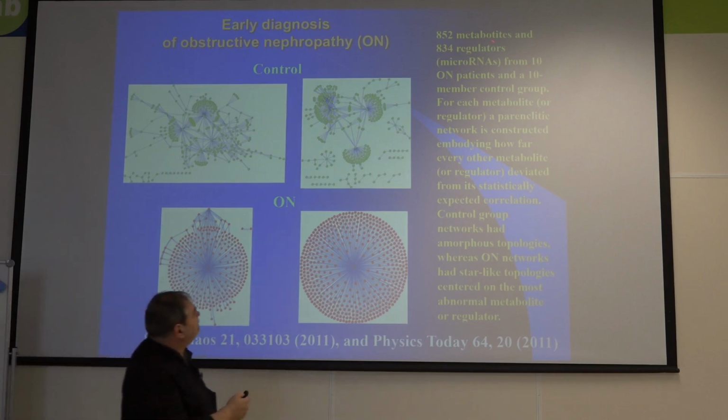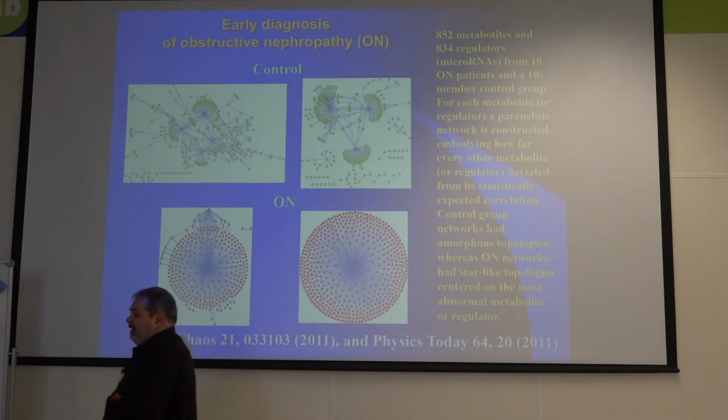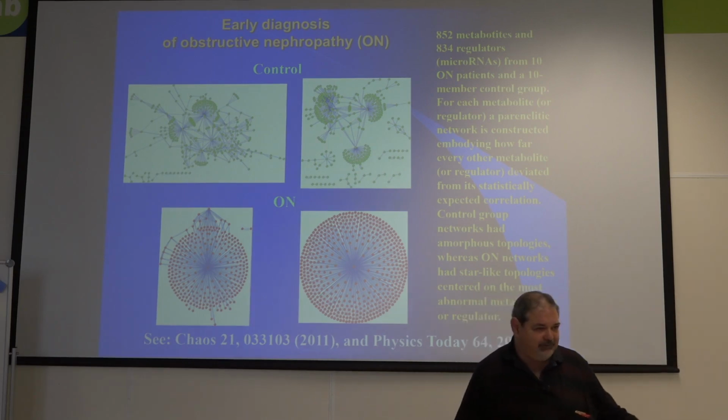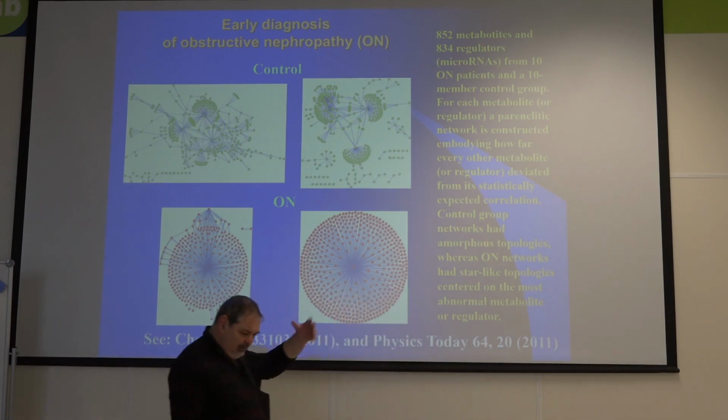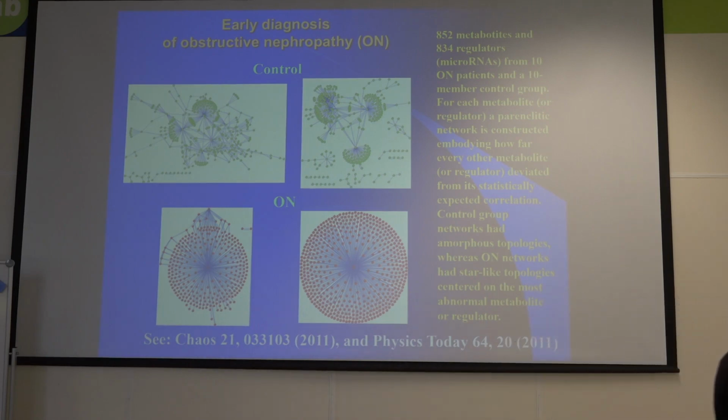So how can you treat this? You can measure the urine. You can make urine tests regularly, because the baby is urinating. You can measure 852 metabolites and 834 regulators in the urine. And then you have a group of 10 people which are controls, and a group of 10 people which are patients. You take the urine test of the control people and consider them as healthy patients. So you learn all the functions that correspond to the healthy patients.